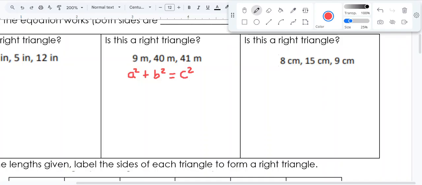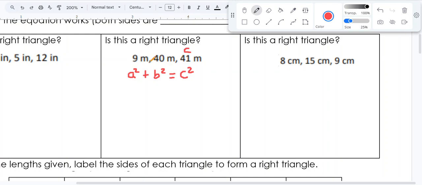Okay, sometimes they'll give you some numbers, and they'll say, is this a right triangle? And the way you can tell that is if it's going to be a right triangle, we have to use a squared plus b squared equals c squared, right? So if I plug those numbers in, then I can figure out if it's a right triangle or not. So remember I told you C is the most important thing? That's our hypotenuse. The hypotenuse, or C, is always the longest side. So whatever number is the biggest, I know has to be C.